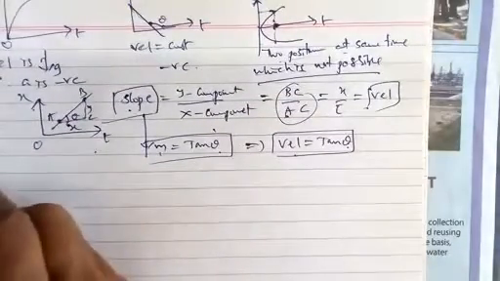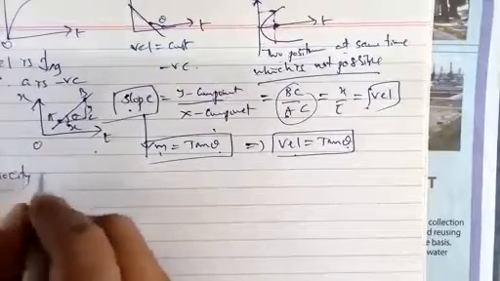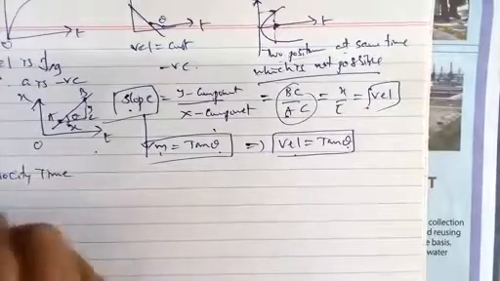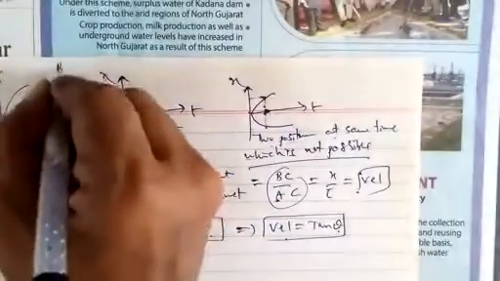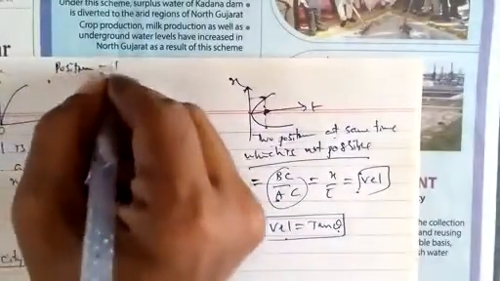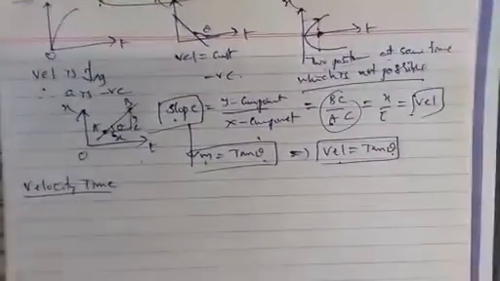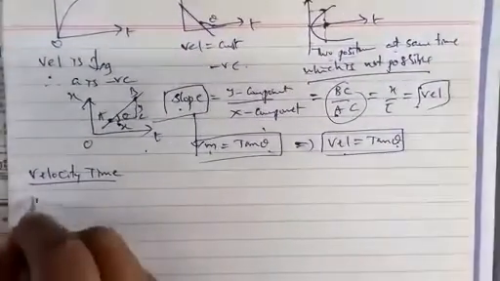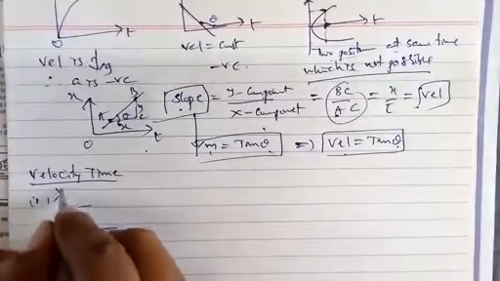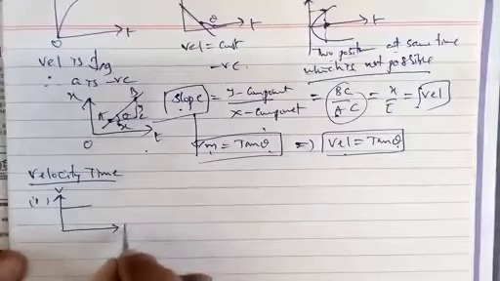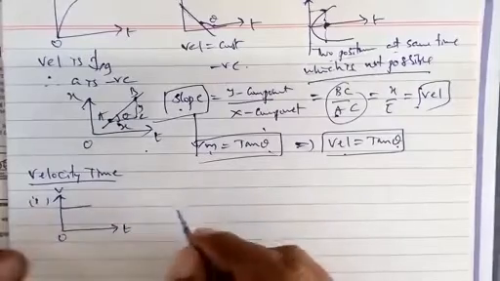Next, the velocity time graph. Previously, what we discussed were all position time graphs, different position time graphs. Now the velocity time graph. In a velocity time graph, it is like this. We have taken velocity on the y-axis and time here. So this is one type of graph.